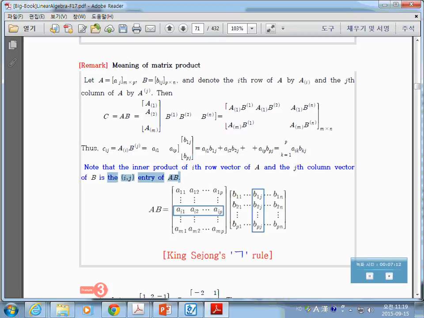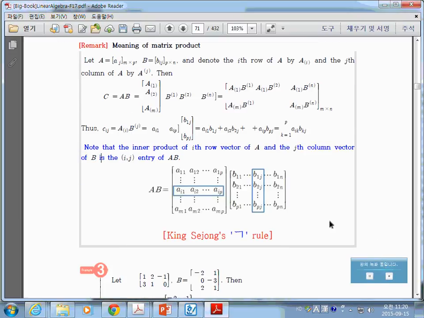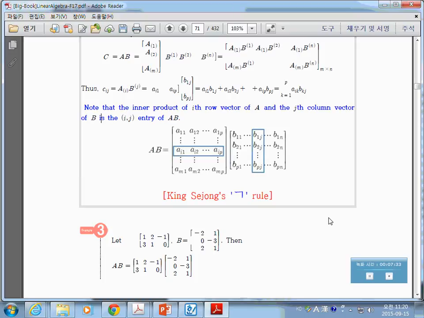So simply, the ijth entry of AB is the inner product of the ith row vector of A and the jth column vector of B. That is it. The ijth entry of AB is the ith row times the jth column of the matrix B. Okay, so someone called this King Sejong's rule.